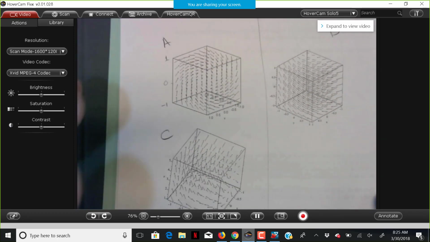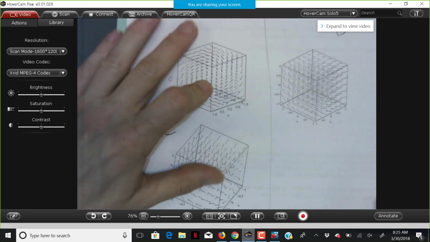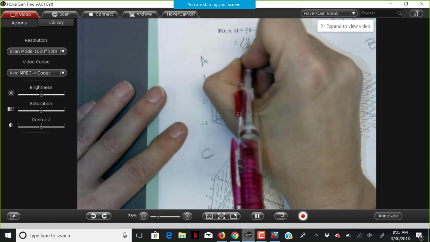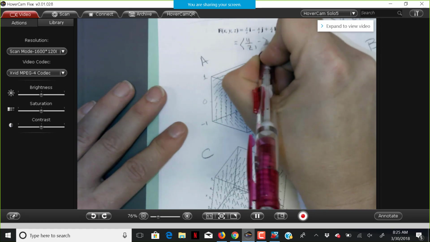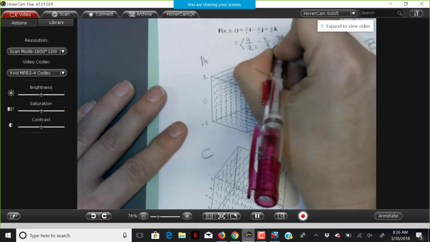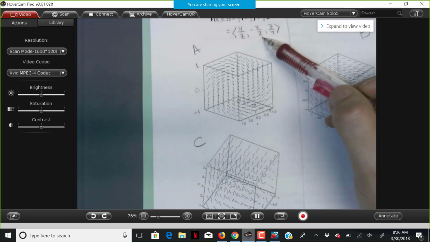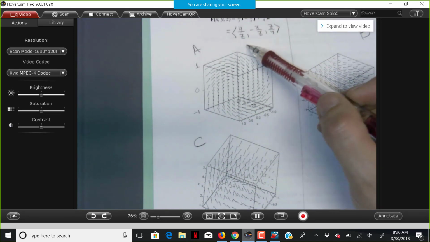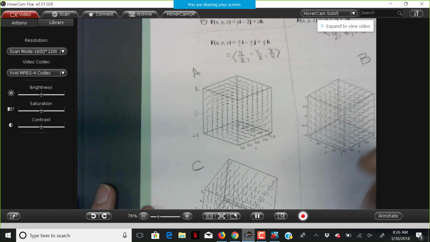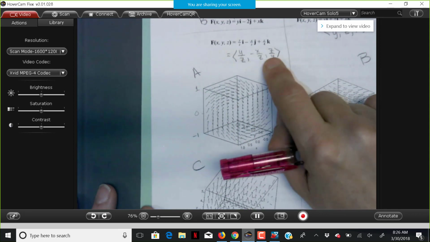Okay, let's look at the last one, and then we'll compare these two here. If I put this in bracket notation, I have y over z, negative x over z, and z over 4. When I look at the first two components, I have z in the denominator, so that's why one of the graphs doesn't have z equals 0, because it's undefined at 0.